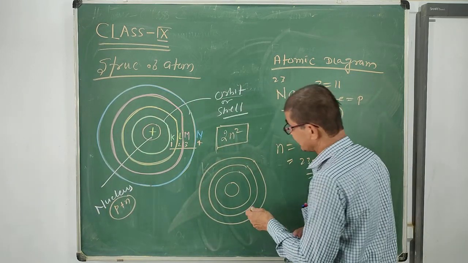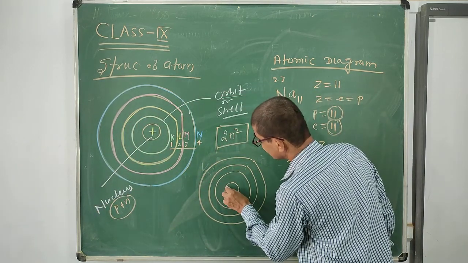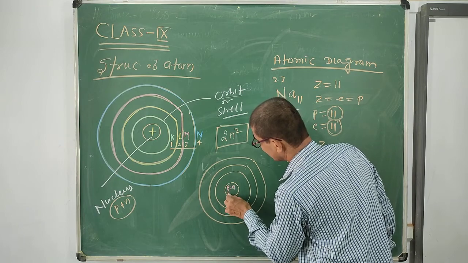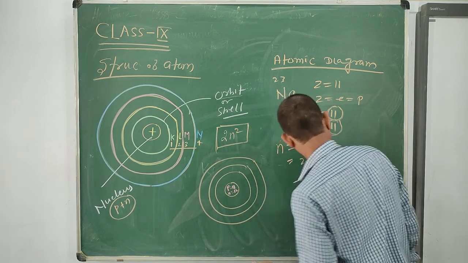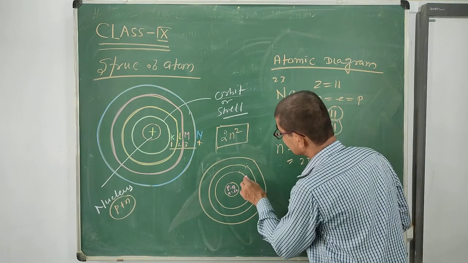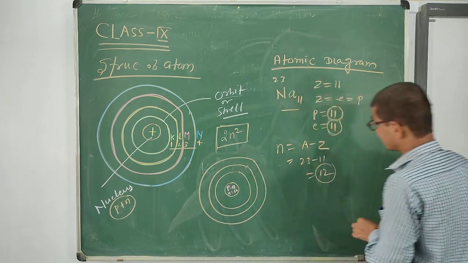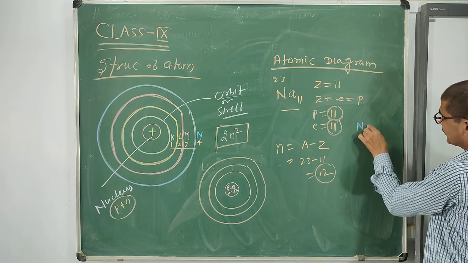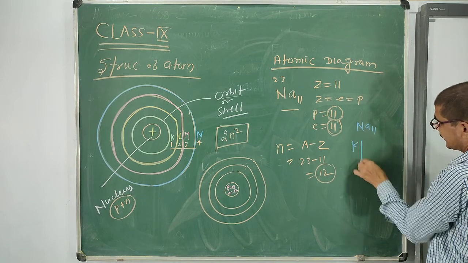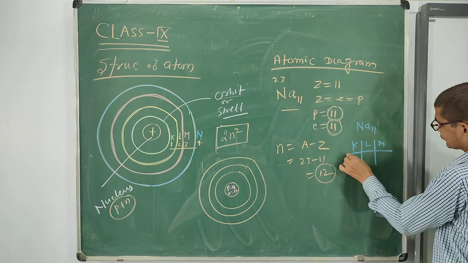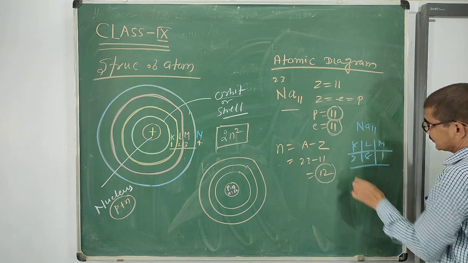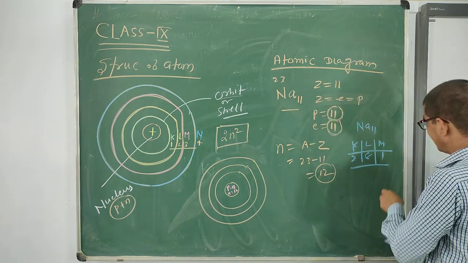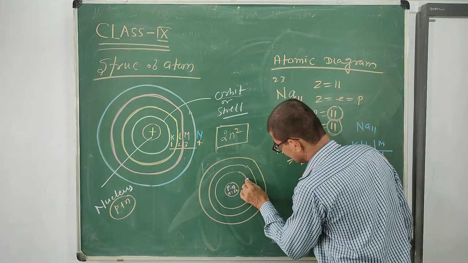So, in the first orbit, this part is called the nucleus. The nucleus has 11 protons and 12 neutrons. Now, this is the K orbit. At first, write down the electronic configuration of sodium. Sodium's atomic number is 11, so the electronic configuration K, L, M is 2, 8, 1. So the number of electrons present in the K shell is 2.